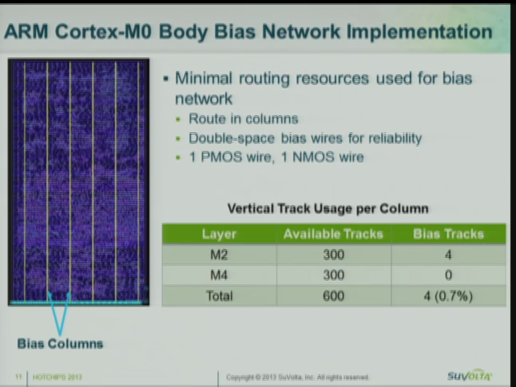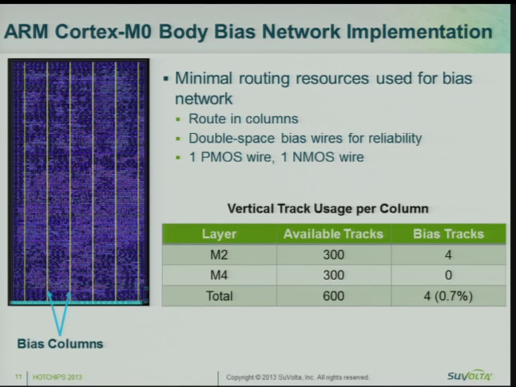According to the design rules, they can be up to 60 microns apart. So in this technology, you have 300 wires between each column. We used 2 vertical routing layers. That means 600 wires. We used 4 tracks. That's because we double spaced the minimum wires. That's a routing penalty of less than 1% for implementing a bias network in this block.